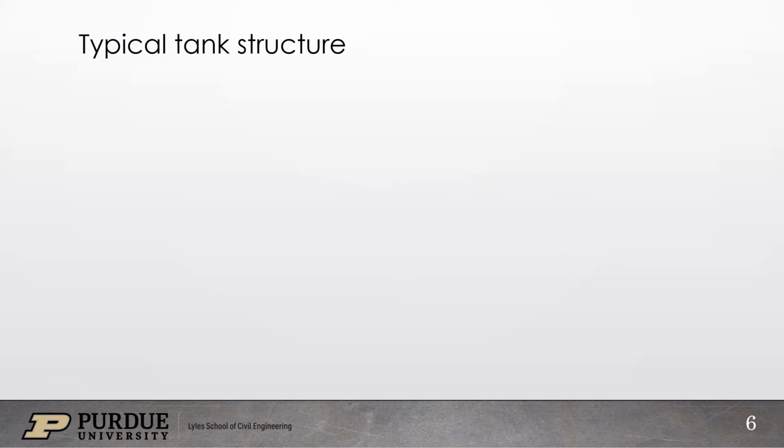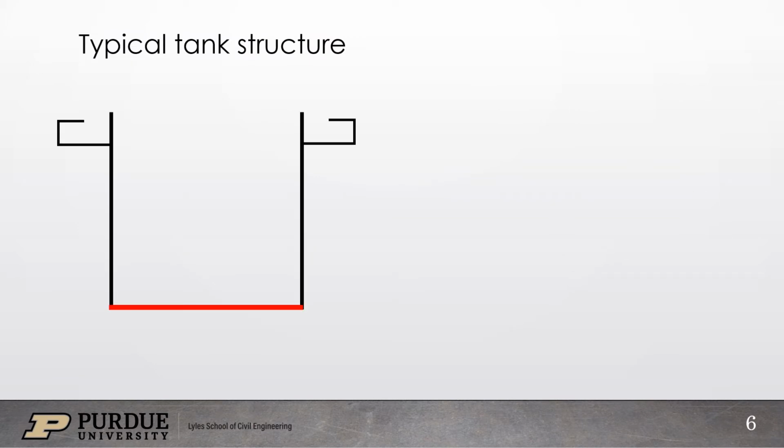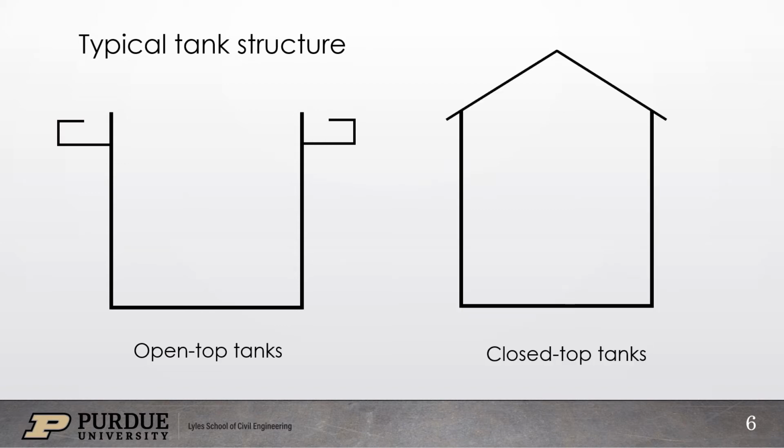Now let's look into a typical tank structure and its major components. A tank has a tank bottom, a tank shell, and a wind girder. These type of tanks are called open top tanks. The counterpart is a closed roof tank. The closed roof can be using a conical roof, spherical roof, or elliptical roof. Open top tanks are more common in industry, and therefore the focus of our study is going to be on open top tanks.